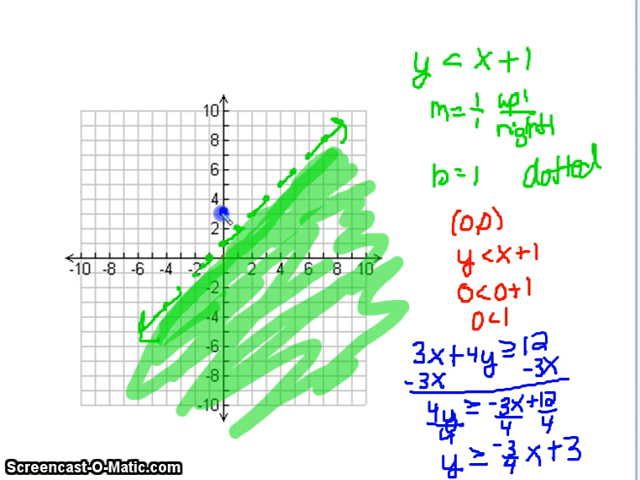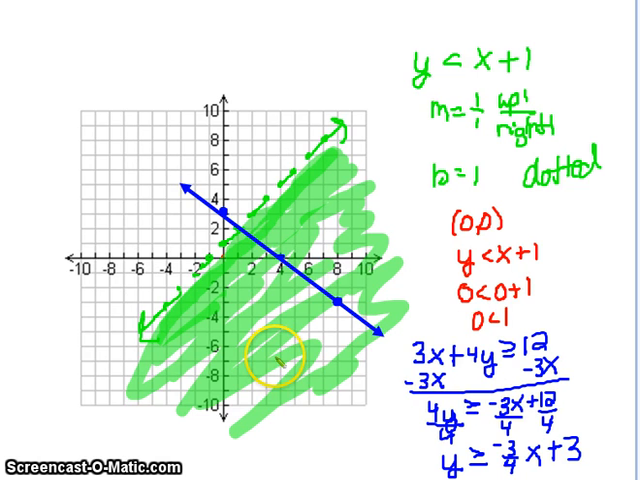I come up here to 3, and with the slope of negative 3/4, I go down 3 over 4, down 3 over 4, down 3 over 4. It is a solid line, so I can use my beautiful line maker.